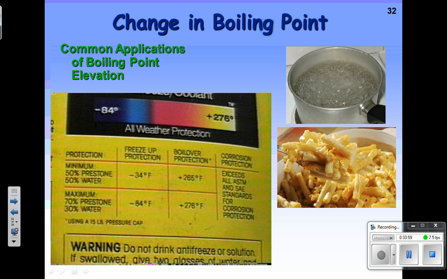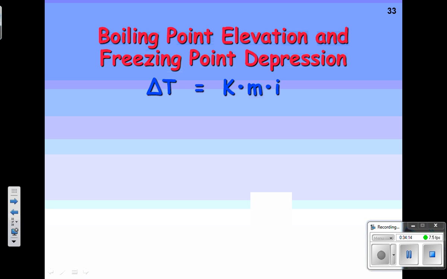So a common application is boiling. Again, antifreeze, because if it gets too hot, we don't want our cooling system boiling. That doesn't help cool. And making macaroni and cheese, of course, is one of the ones my kids liked a lot. This is the equation you need. Very, very important equation. You need to make sure you write that down because we're going to be using it a lot coming up.